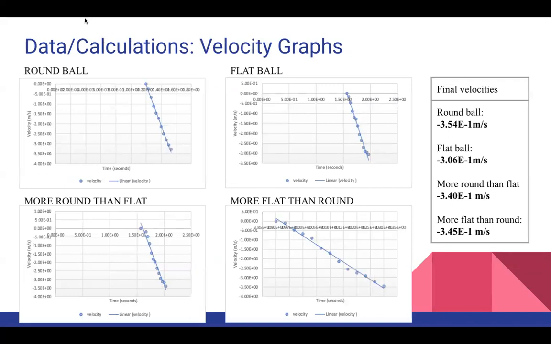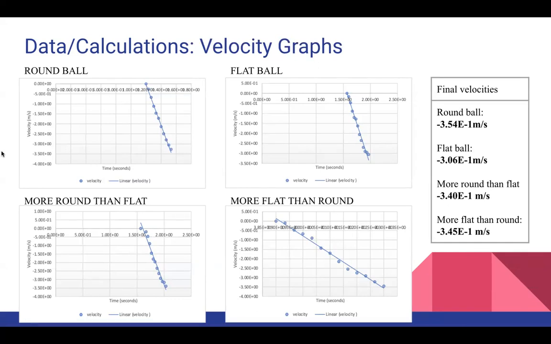And then these are our velocity graphs, again, for each shape of the Play-Doh. This one was a little bit different than our position graphs. You can see that in the more flat than round graph. Our round ball, again, still had the greatest final velocity, and our flat ball had the smallest, with a value of negative 3.06 times 10 to the negative 1.